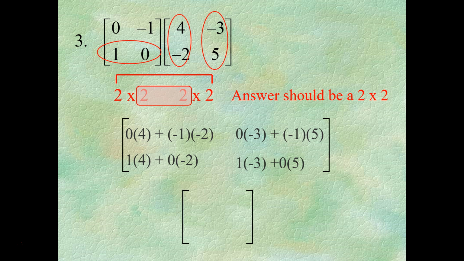Anytime you have zeros in a matrix, it always makes it a lot easier. So we can see that we would get a positive 2 here. This would give us a negative 5. This would give us a positive 4. And this would give us a negative 3. And sure enough, we can see our matrix is a 2 by 2 matrix.